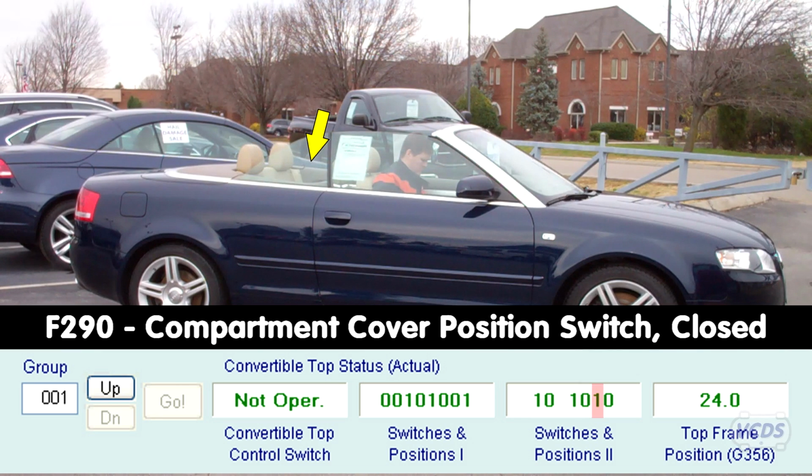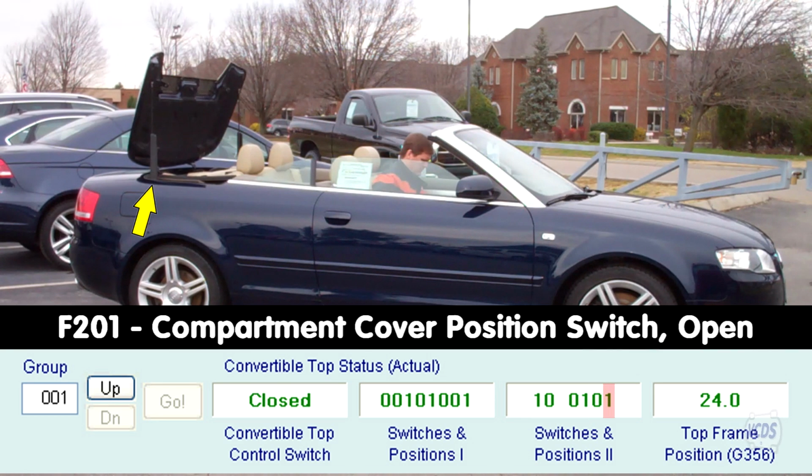Position 5 is the F290 compartment cover closed position switch. Some factory documentation may also refer to this as the F199. This is located on the left side of the top storage box. When the compartment cover is in a closed position, this has a value of 1.